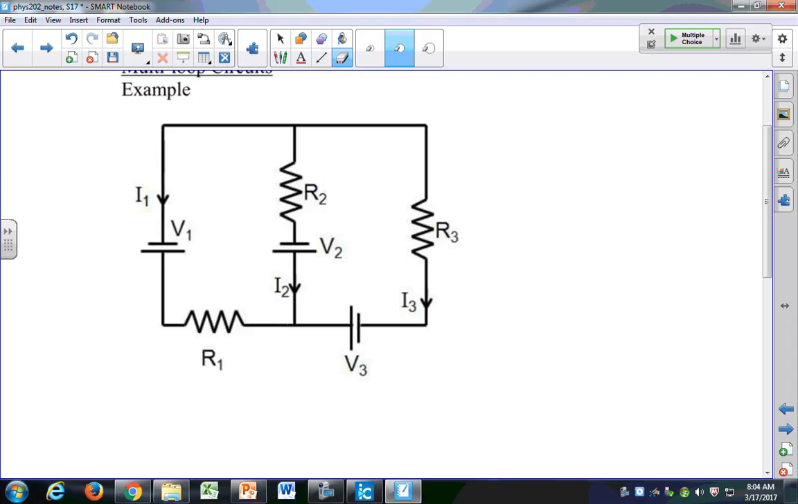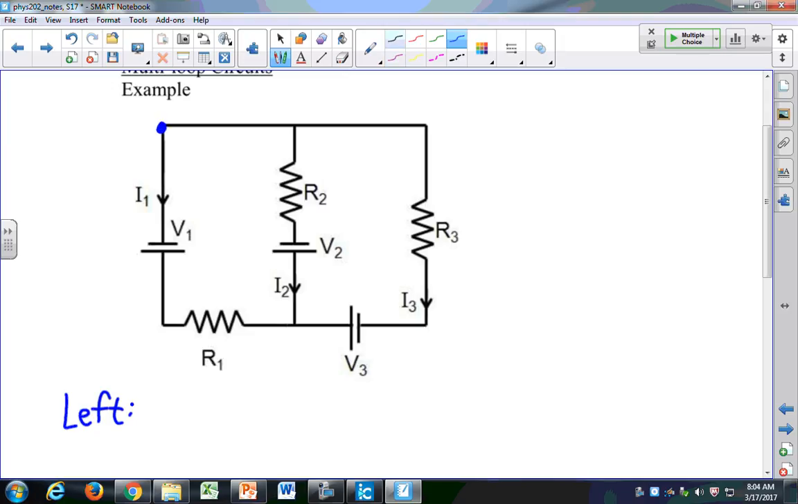So let's write the equations for this one. Let's do the left loop first. This darn screen is not working. What's wrong with it? Somebody help me. Oh, I have the eraser on. Thank you. I fixed it. As y'all are so helpful to your faculty. We really appreciate you.